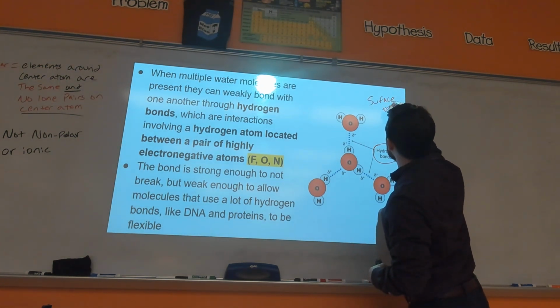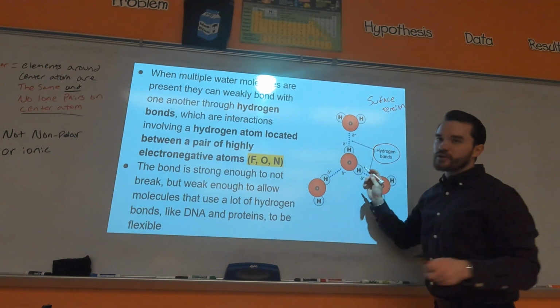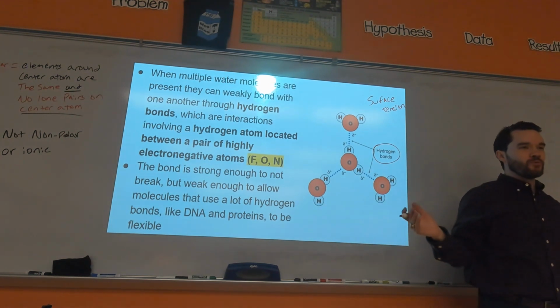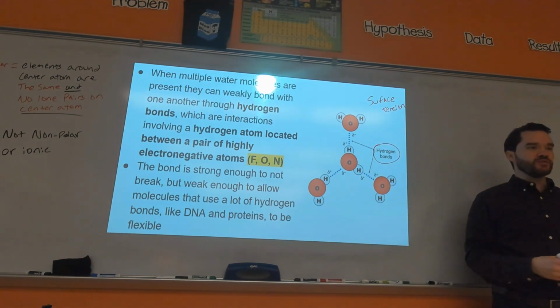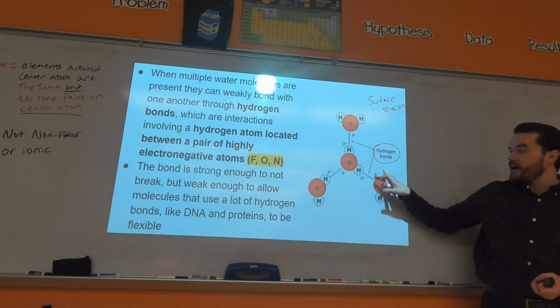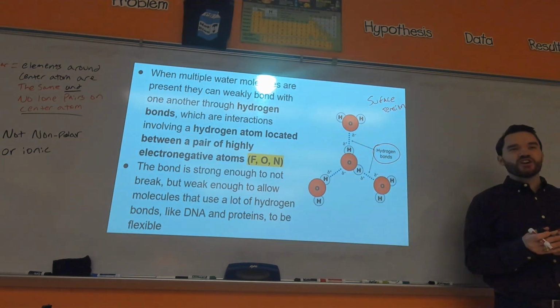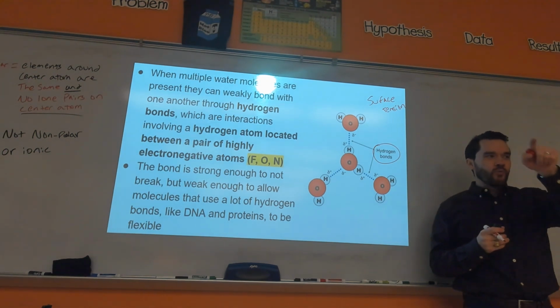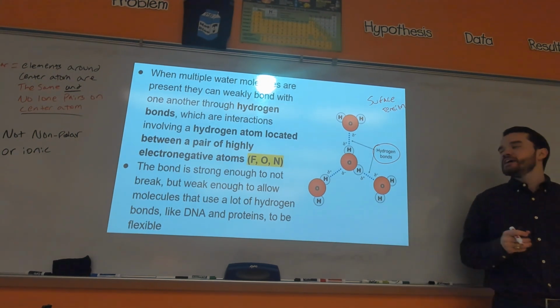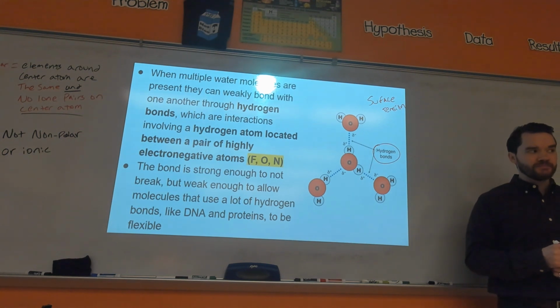So surface tension is like, when it's summer and you're laying on a raft in the pool, this is why you can do that. These hydrogen bonds are why you can do that. Okay? The hydrogen bonds are also why you get the meniscus. If you look at water in a beaker, it gets that little dip shape. That comes from hydrogen bonding.